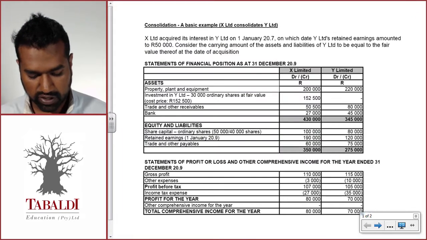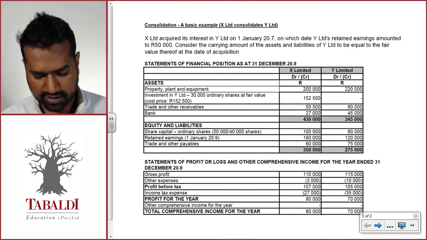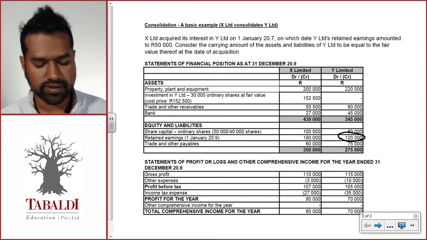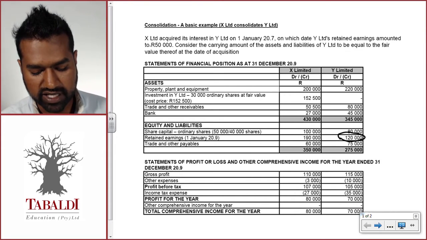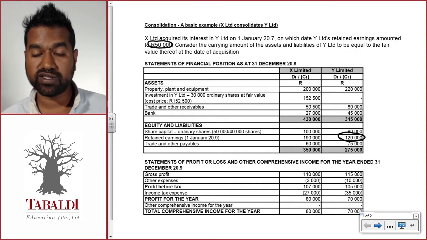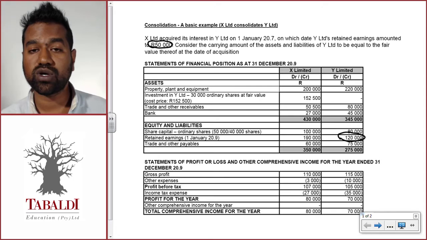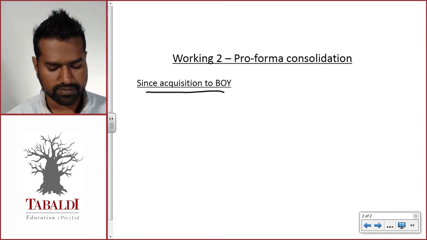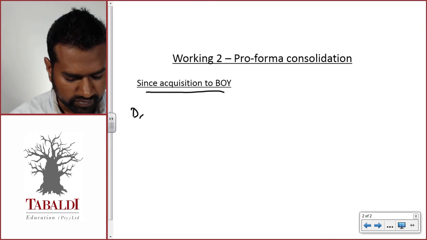Looking at our scenario, we can see that at the start of our current year, retained earnings amount to 120,000 Rand, and at date of acquisition it was 50,000 Rand. So it means that profits went up. If profits went up, we then need to allocate more to our non-controlling interest. How do we allocate more in terms of our journal? Well, this is how we do it.